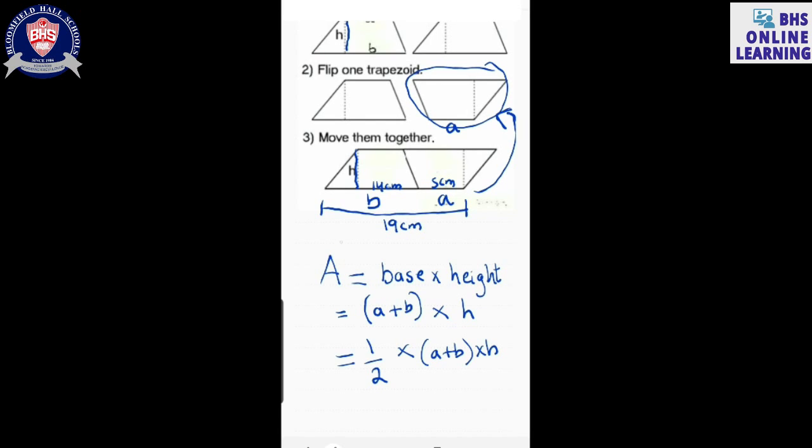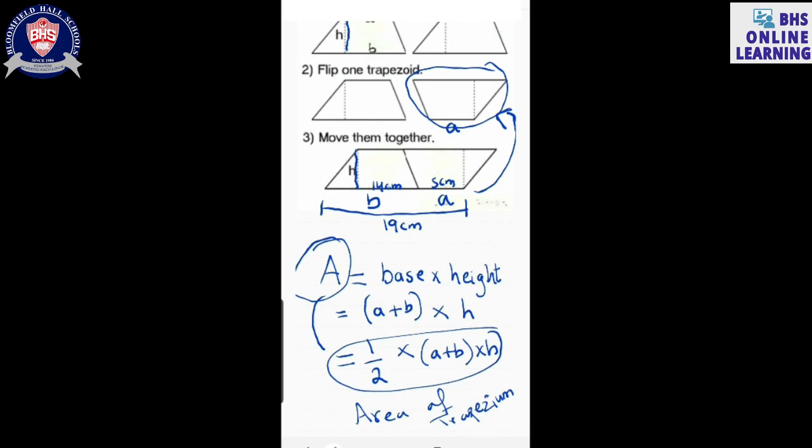So the formula of the area of a parallelogram is changed into the formula of the area of a trapezium. Area of trapezium. So the area of a parallelogram is changed into the area of a trapezium. So in this way, we can visualize the area of a trapezium.